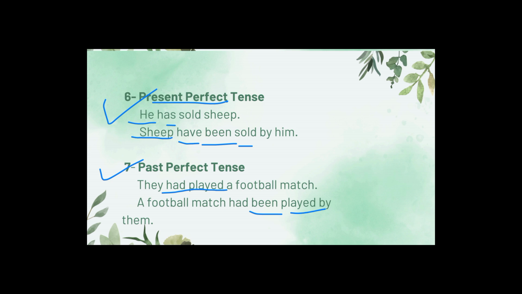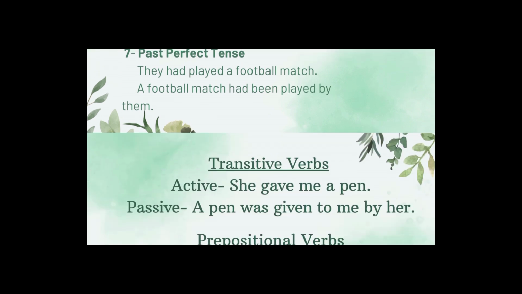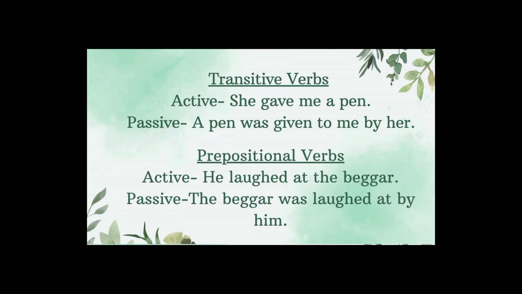Now, after that, there are certain sentences or verbs where students face problems in changing from active to passive voice. The first is the transitive verb. In transitive verbs, the first example is: she gave me a pen. So what exactly is a transitive verb? When the verb needs an object for receiving its action, that is called a transitive verb. So here you can see: she gave me a pen.